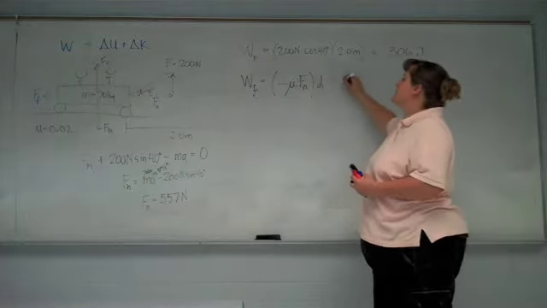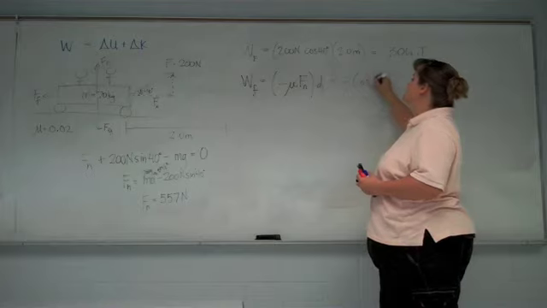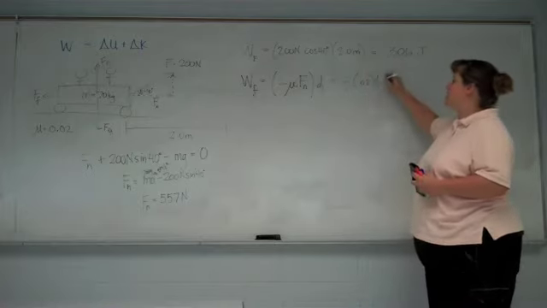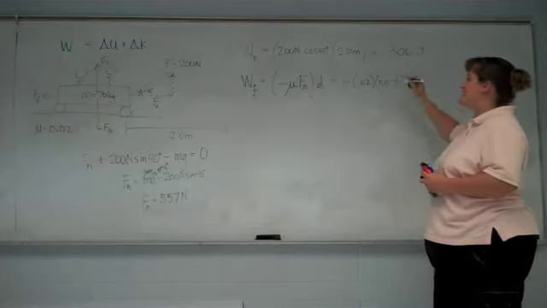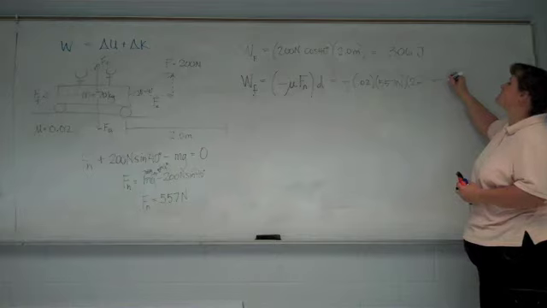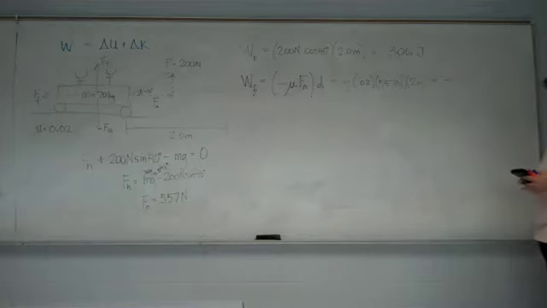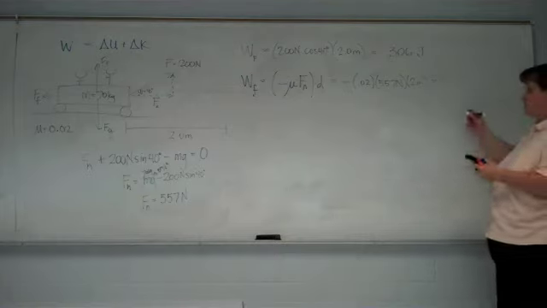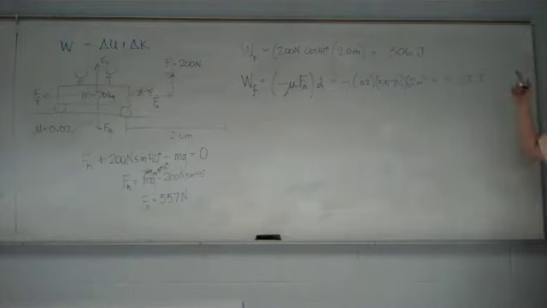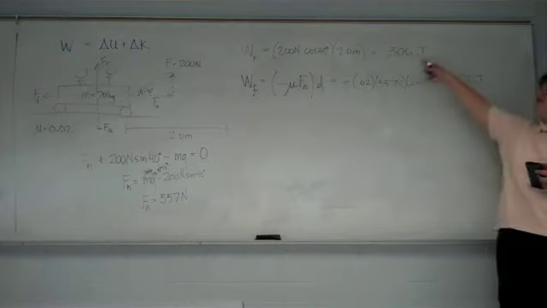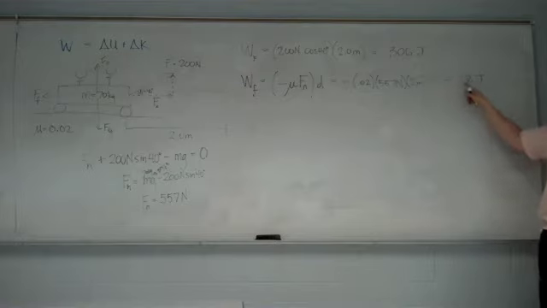So our work done by friction, negative, mu is 0.02. Our normal force magnitude is 557 newtons. The distance our wagon has traveled is 2 meters. So we're going to get negative 22. Awfully small compared to the work done by that other force. This one was positive. This one's negative.